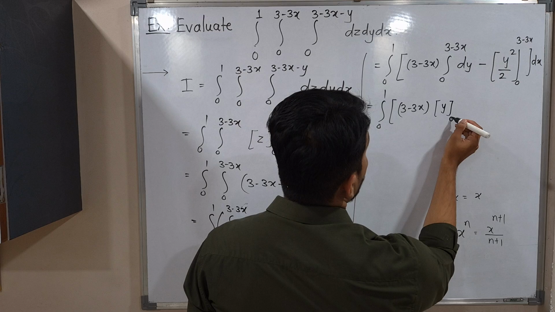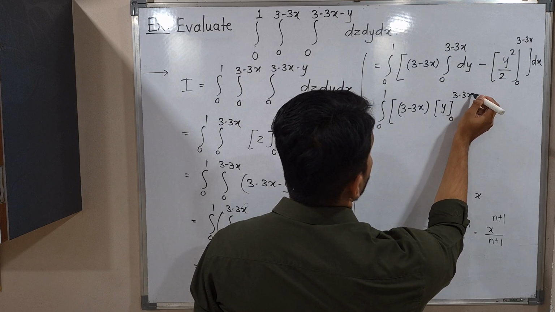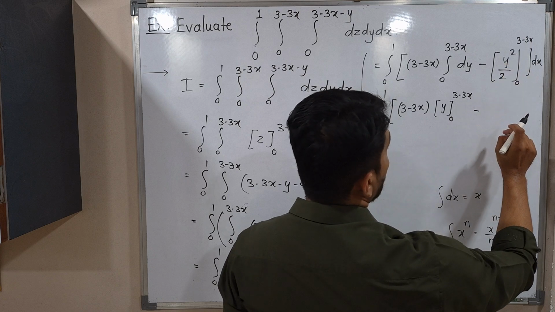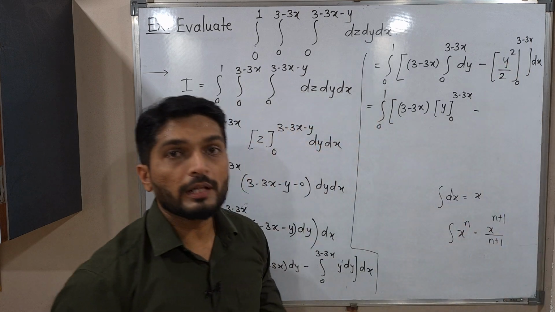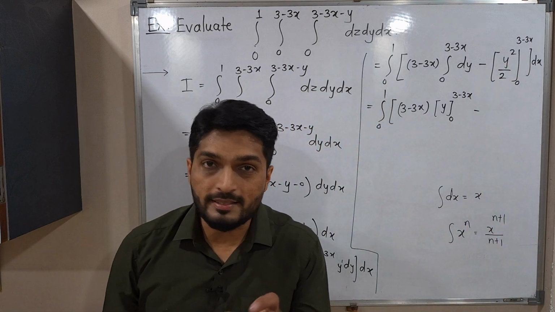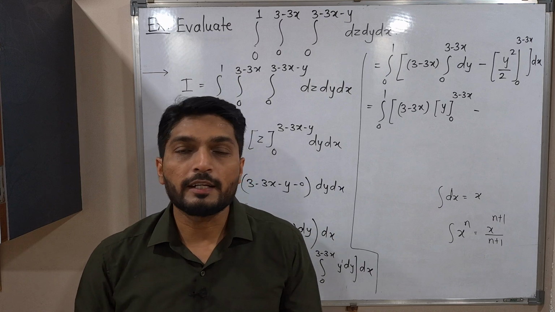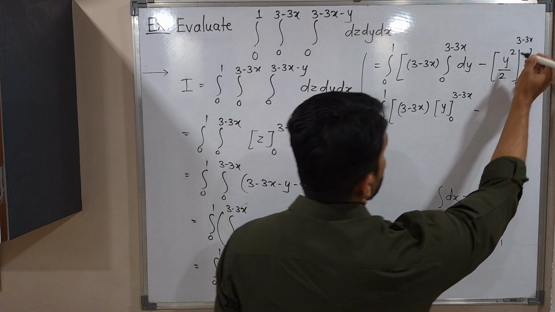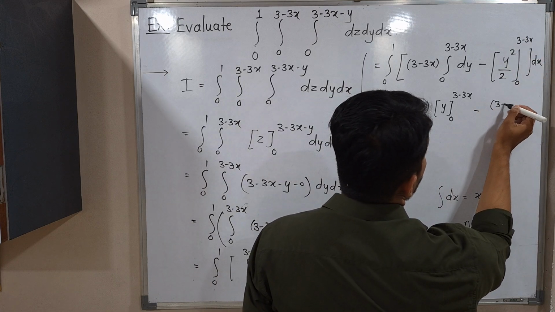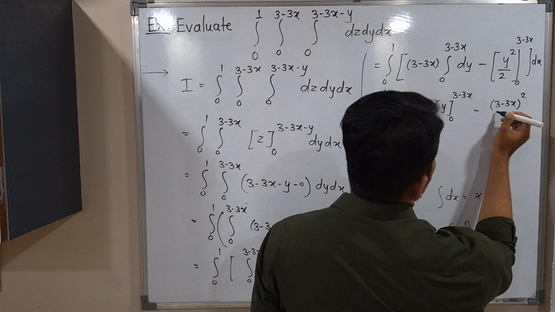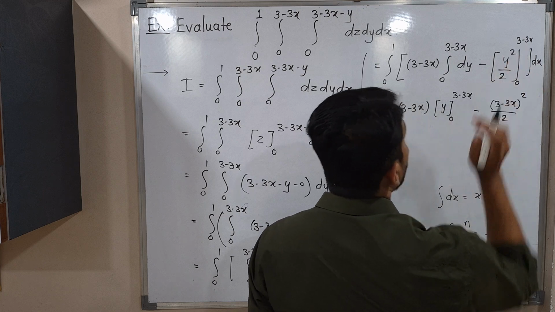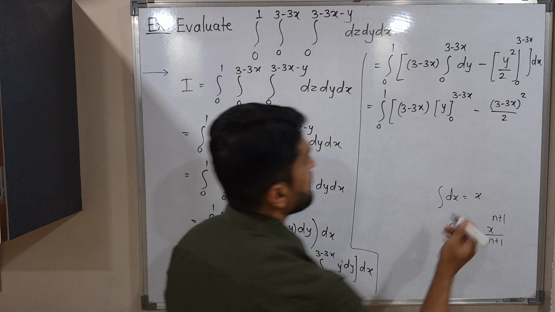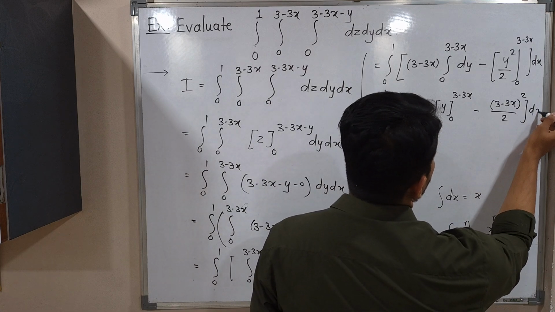With limits, lower limit 0, upper limit 3 minus 3x, minus. Here, first we need to put the upper limit at the place of y, then we have to put the lower limit. But see, when we have a lower limit 0, most of the times we get the value 0. So that's why I avoid that writing. Simply I am putting the upper limit, 3 minus 3x square by 2. If I put 0 here, we will get 0. If you subtract or add 0, you will get the same number. So that's why I am writing simply dx outside.